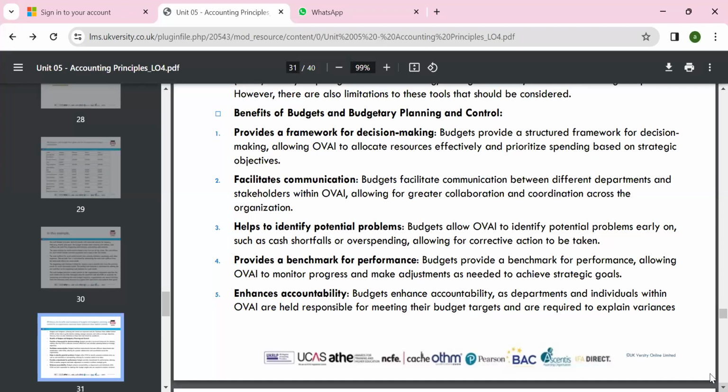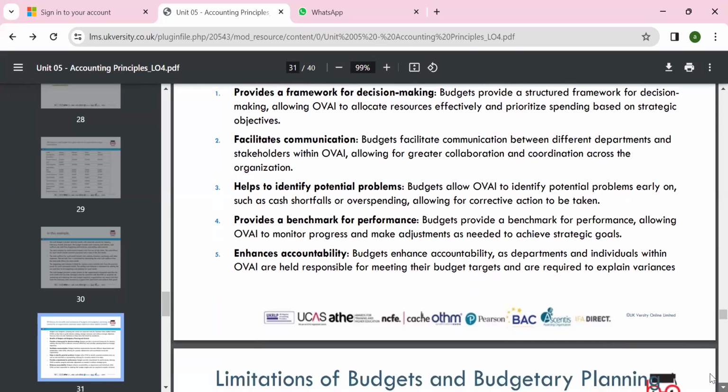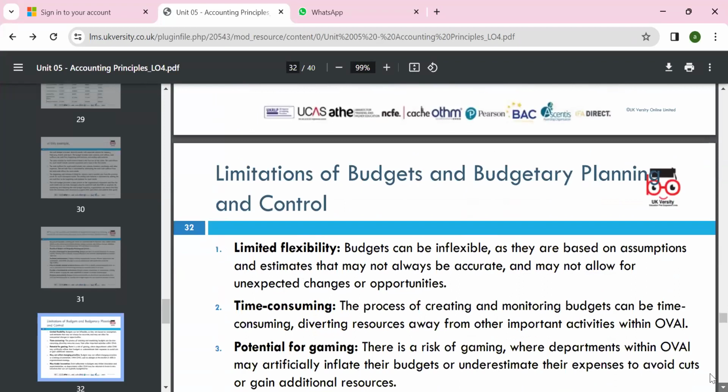We can enhance accountability, meaning who is responsible. For example, if we did not negotiate with the supplier, that's why the variance is there. What are the reasons? Yes, you can find it.